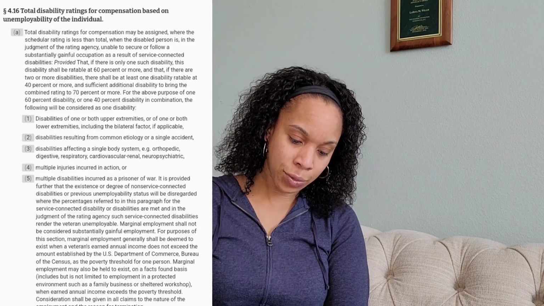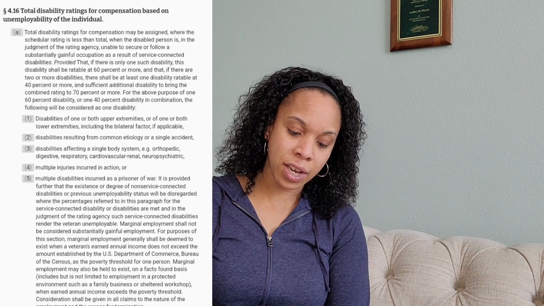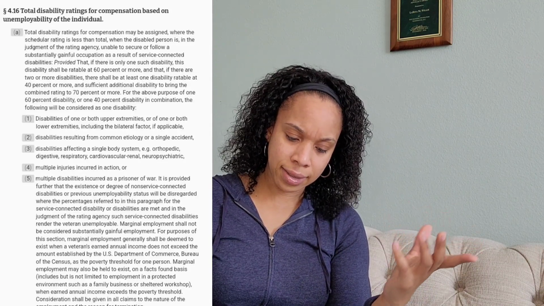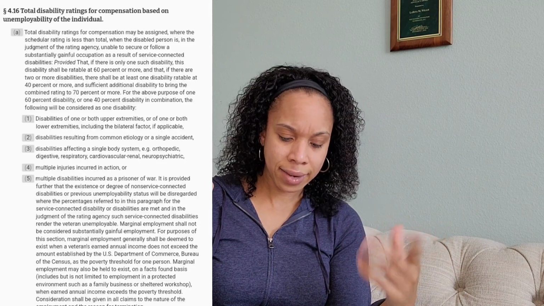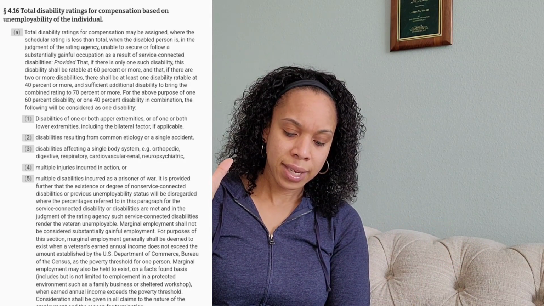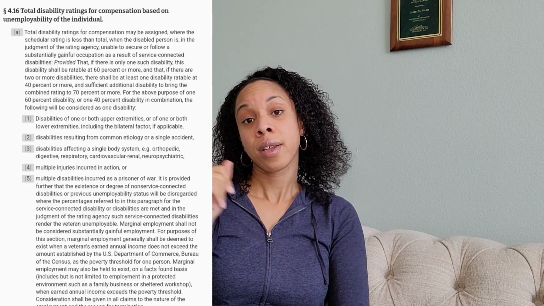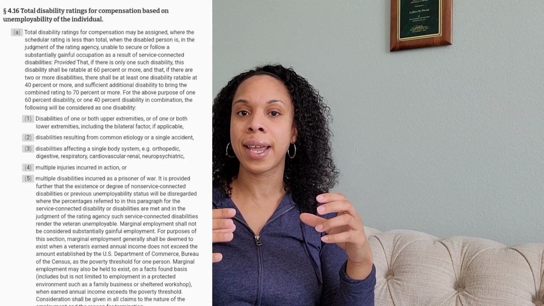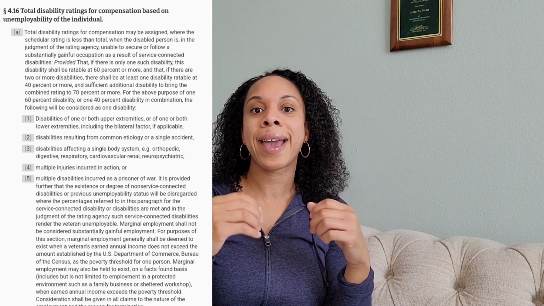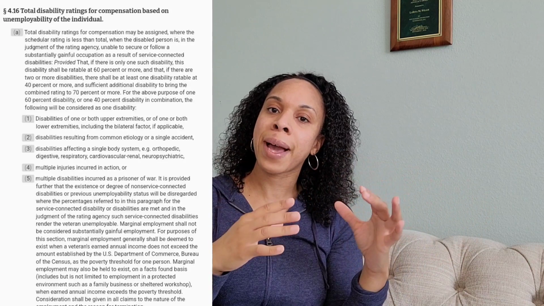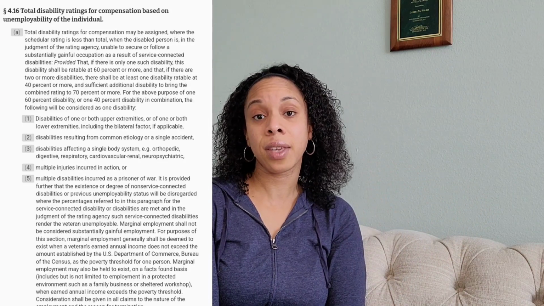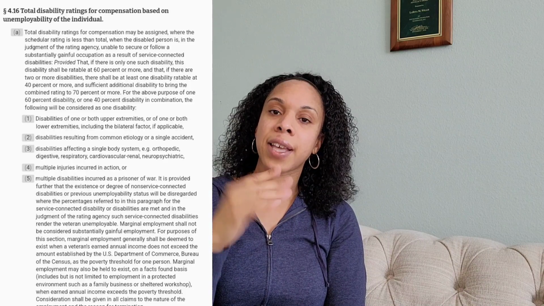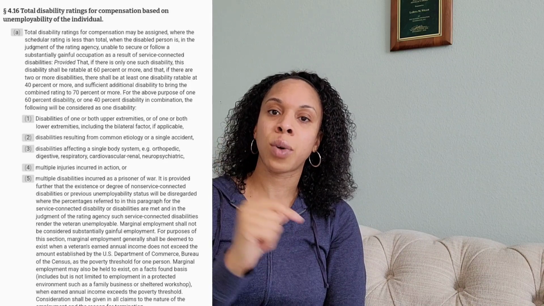So that's number 3. Number 4 is multiple injuries incurred in action, which is similar to the things that happen in a single accident. And then the 5th is multiple disabilities incurred as a prisoner of war. This is similar in that it happened during a certain period of time. They're all related, so VA looks at them as one disability. So when you combine them, if you get the 40%, then you have the requirement for combined disabilities that are 70% disabling combined with at least one 40%.